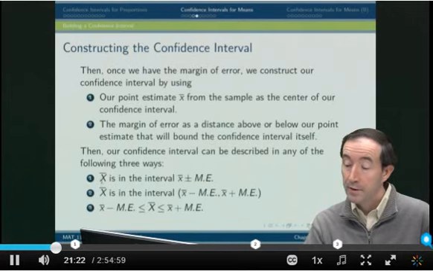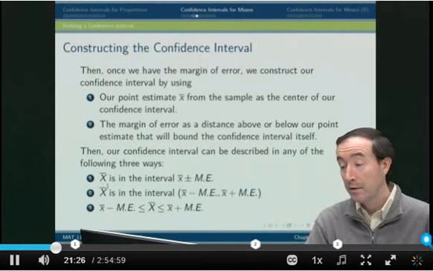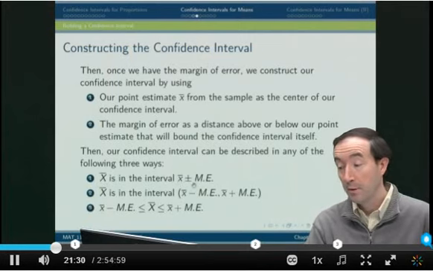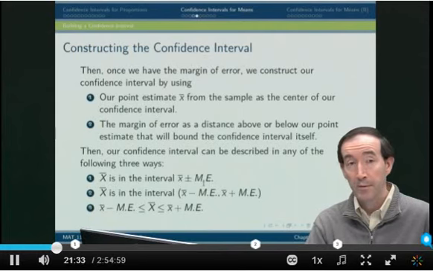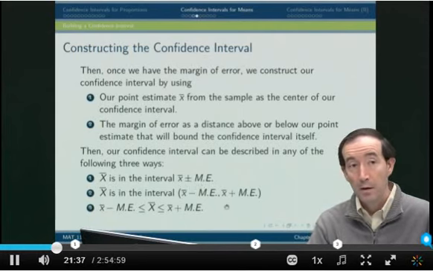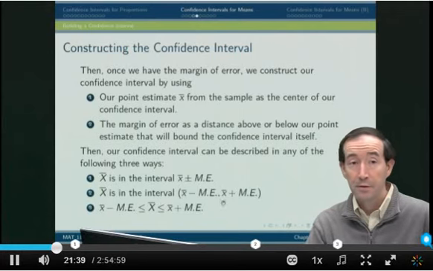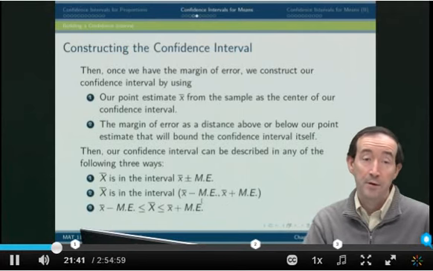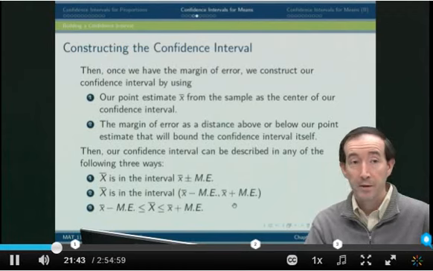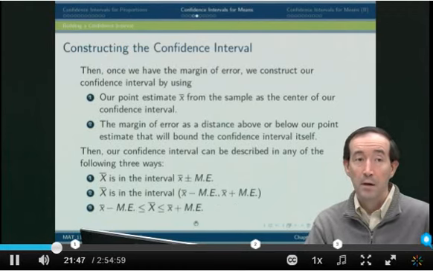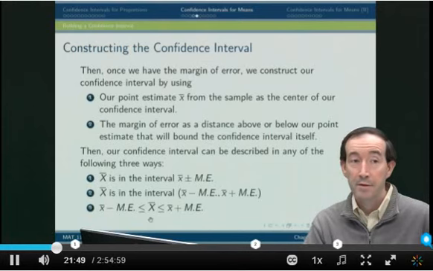What we're saying is that we have 95% confidence, for instance, that our population mean is in the interval x bar plus or minus the margin of error. So that's one way to write it. Take your point estimate and add or subtract the margin of error. Another way to write it is actually to do that. Subtract the margin of error to get the lower limit, add the margin of error to get the upper limit, and just list those two things inside parentheses. And then the last way to do it is to write it as a tri-inequality.